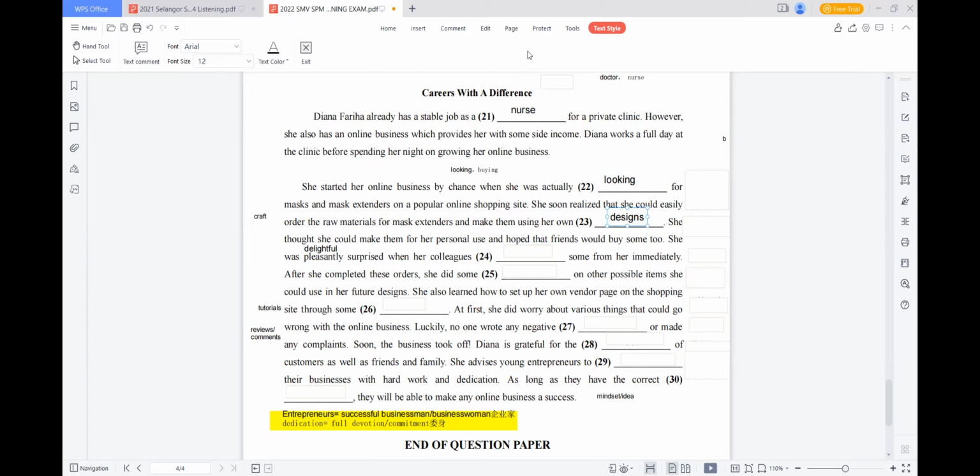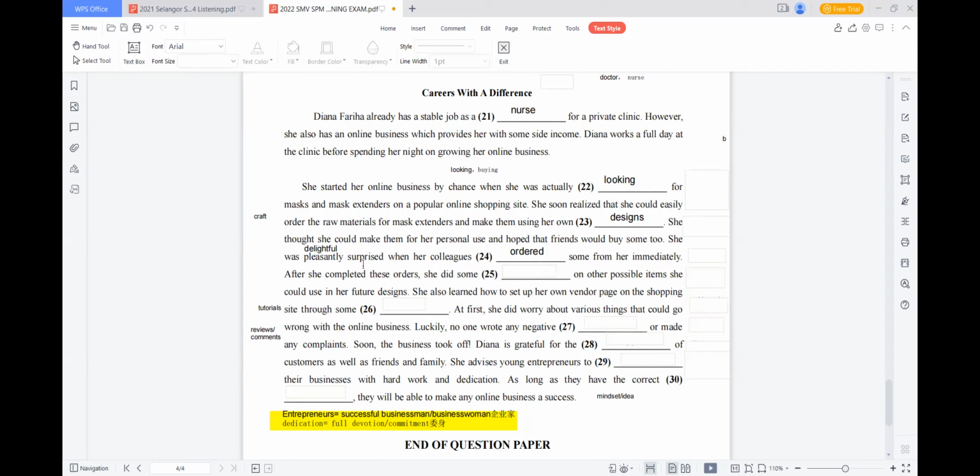Okay, make sure that you check your grammar, the tenses. She was pleasantly surprised when her colleagues ordered from her immediately. Okay, order. Yes, correct. Order has to be in past tense because was is past tense. Okay, you look at the tense before and after. Okay, 25. Your answer.